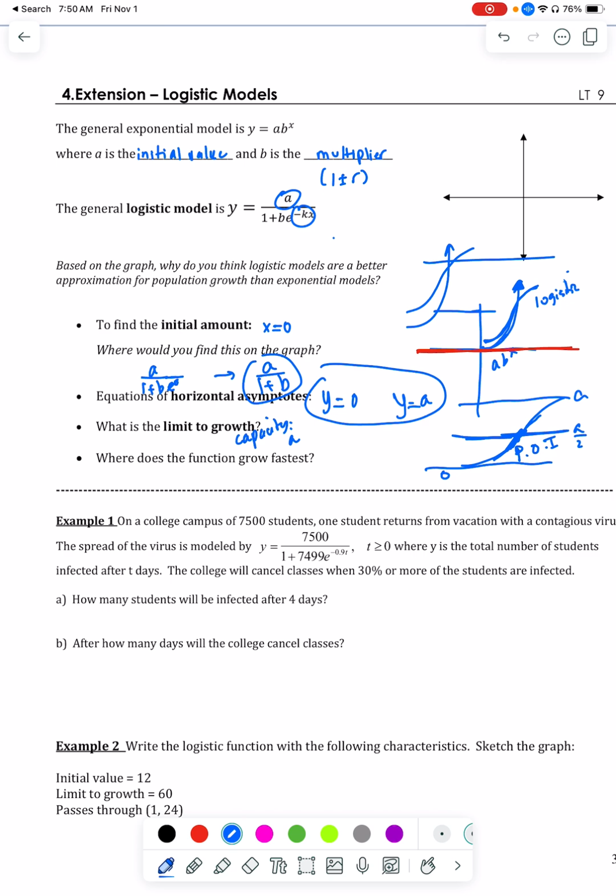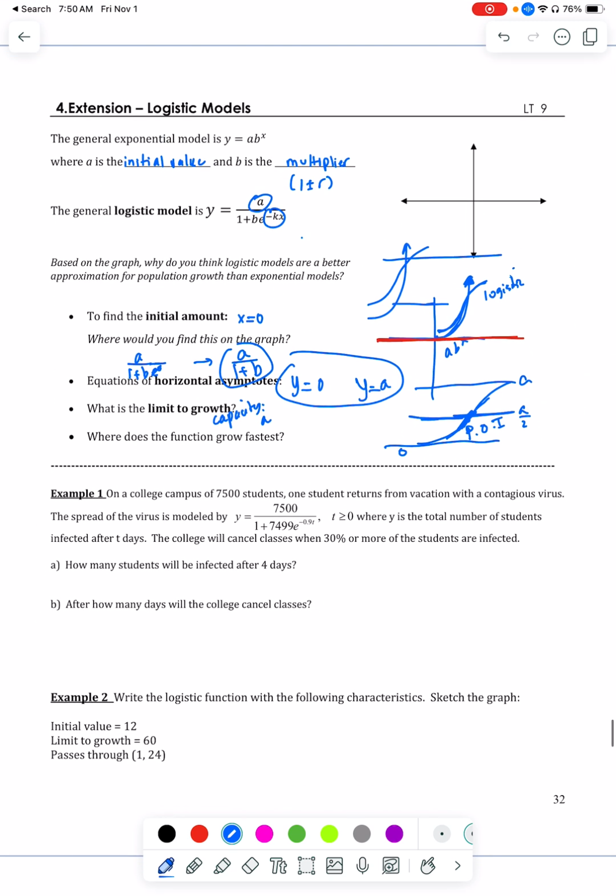All right, so with this said, let's apply this knowledge. Example 1: on a college campus of 7,500 students, one student returns from vacation with a contagious virus. The spread of the virus is modeled by y equals. So they're giving you a logistic model that shows the spread of the virus. The equation is given for t greater than or equal to 0, where y is the total number of students infected. The college will cancel classes when 30% or more of the students are infected.